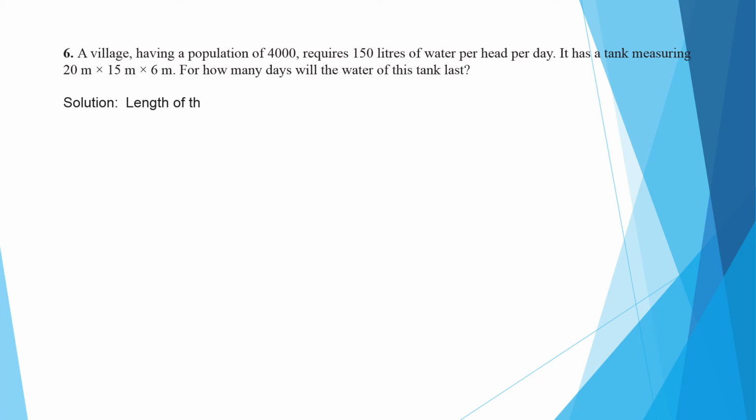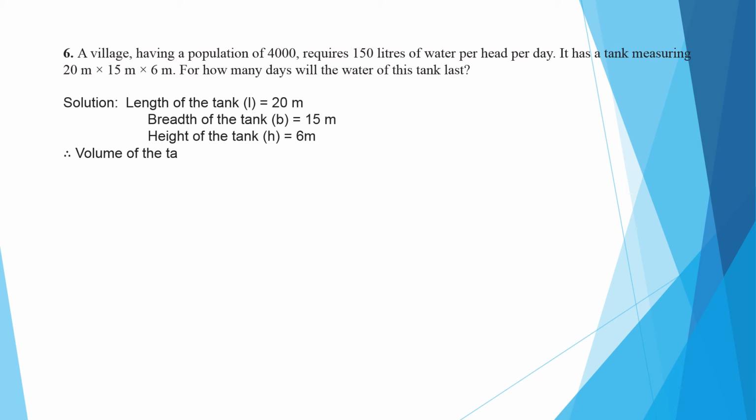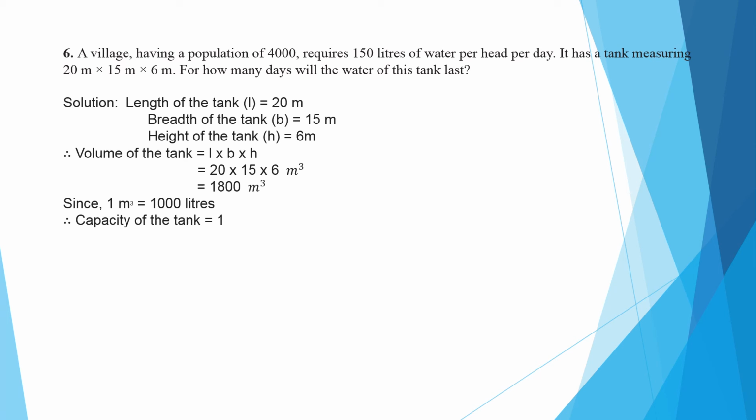First of all, we will calculate the capacity, that is the volume, to find how many days it will last. Length, breadth and height are given. So the volume of this tank is equal to length into breadth into height, 20 into 15 into 6, that is 1800 meter cube. Since 1 meter cube is equal to 1000 liter, the capacity is 1800 multiplied by 1000 liter.